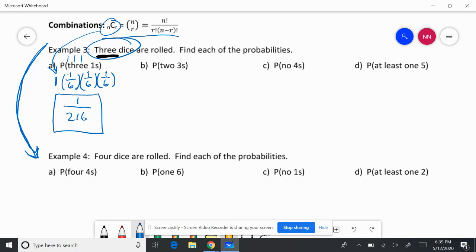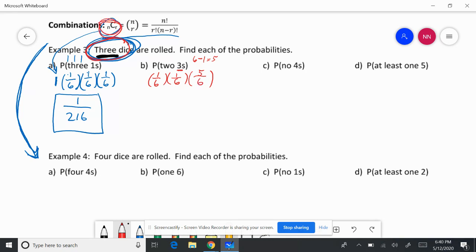Now for letter B, I want 2 3s. Once again, I'm rolling 3 dice. So if I'm rolling 3 dice, I want 3 probabilities. 2 of them are 3s, and the probability of getting a 3 is 1/6 and 1/6. Then I want one that's not a 3. Remember, we're going back to our complement. If there's 6 possibilities and getting a 3 is one of those, that means the probability of not getting a 3 would be 5 out of 6.